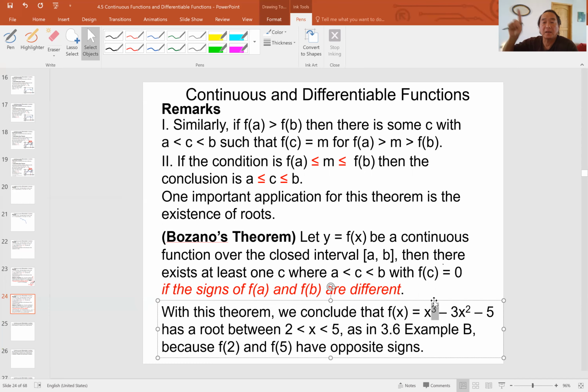So somewhere along the line, it must cross the x-axis, and that would be where the root is. In particular, I can tell in this example there's a root between 2 and 5. Because if I plug in 2, I can check it's going to be negative, and 5 is going to be positive. So somewhere along the line, there's a root.